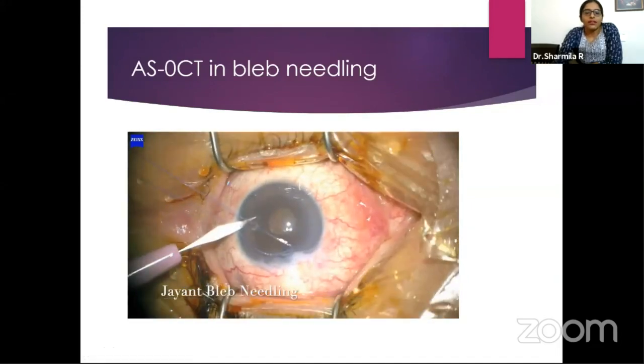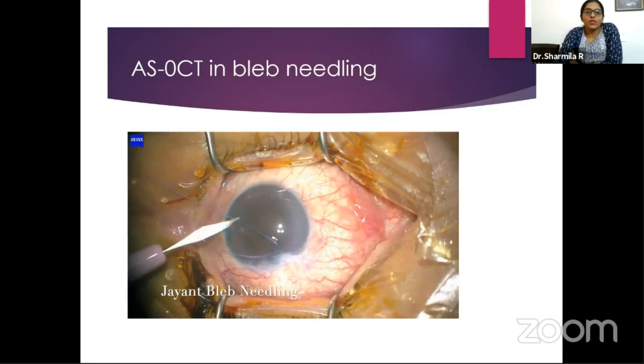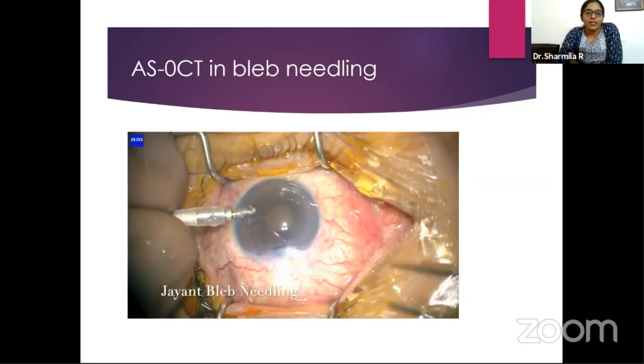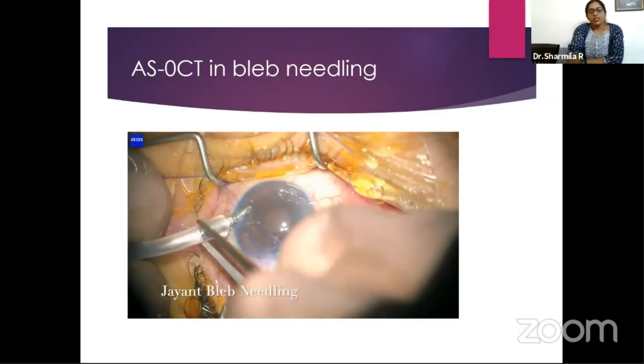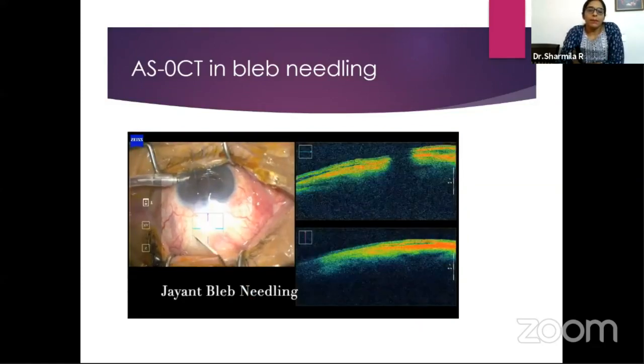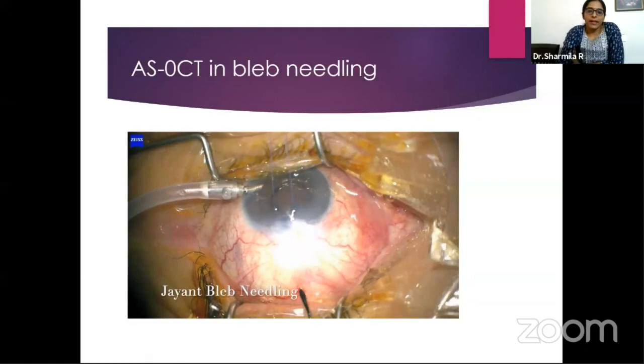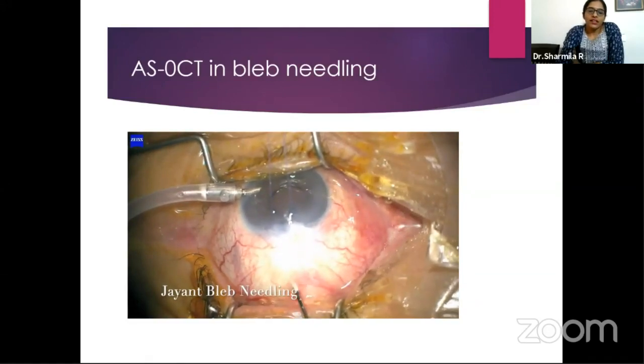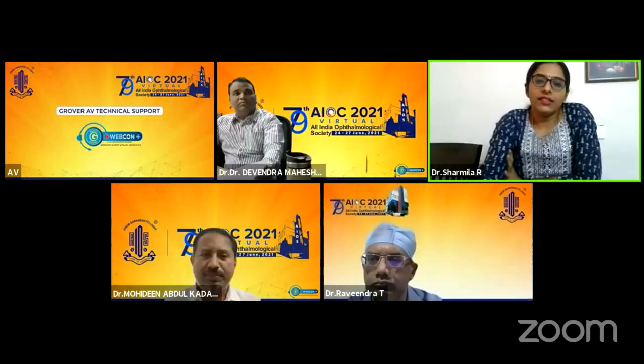So in their needling procedures, they usually use an AC maintainer. It's also very important to use this because a sudden gush of fluid can cause hypotony. So some people usually practice using an AC maintainer. So you see that it is a very fibrous bleb and very thin conjunctiva.